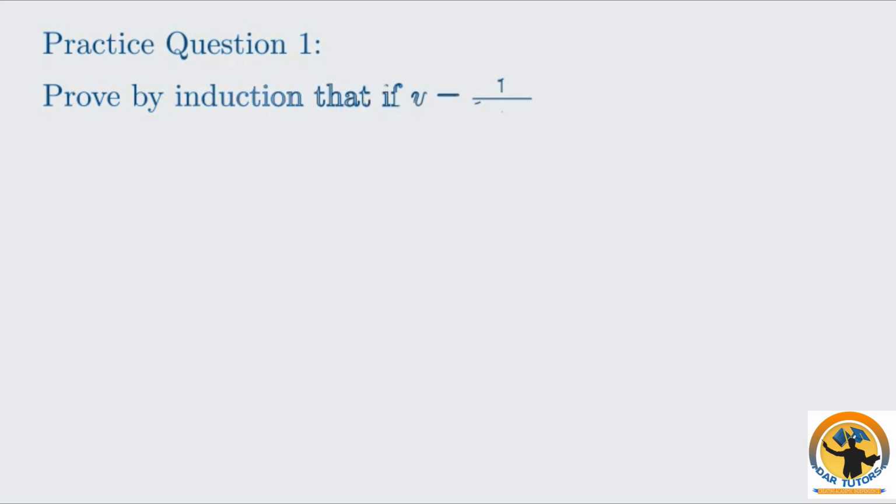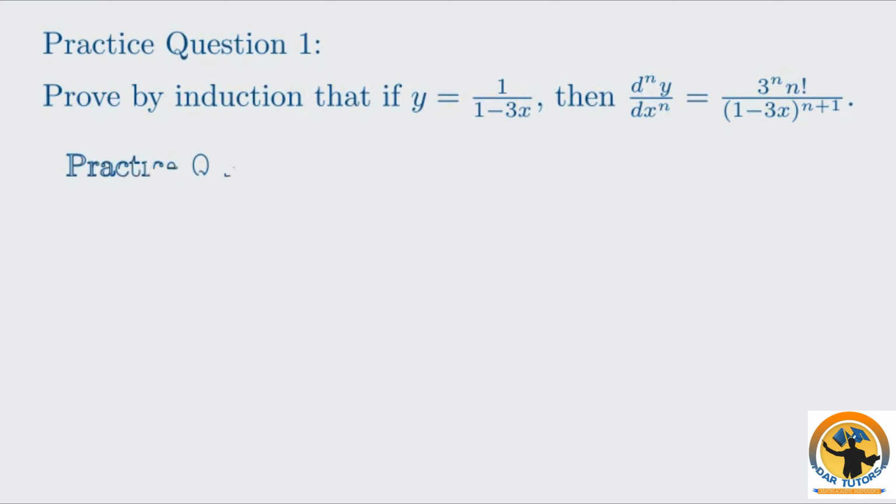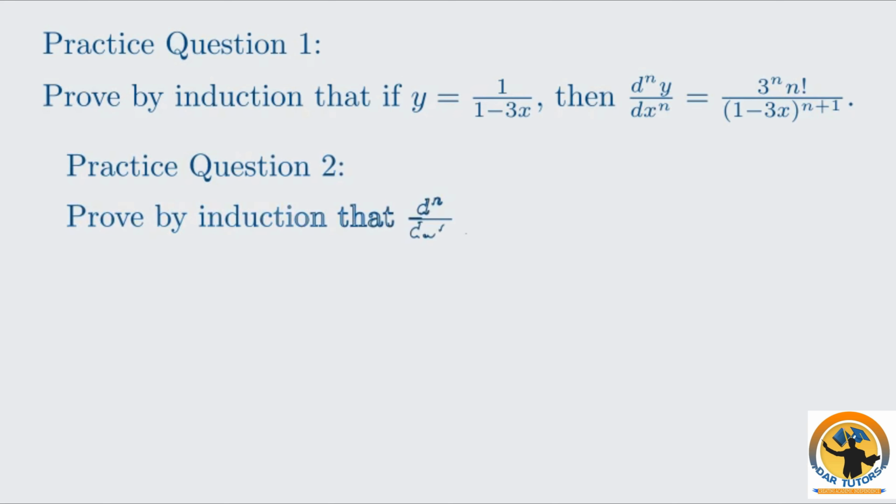Question 1. Prove by induction that if y = 1/(1−3x), then the nth derivative is 3^n times n factorial divided by (1−3x)^(n+1). Question 2. Prove by induction that the nth derivative of x e^(2x) is (2^n x + n 2^(n−1)) times e^(2x).